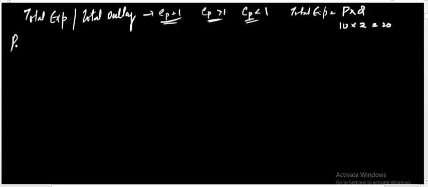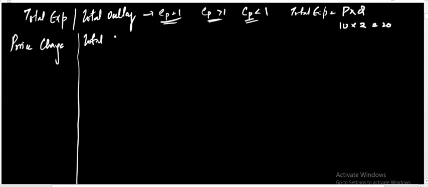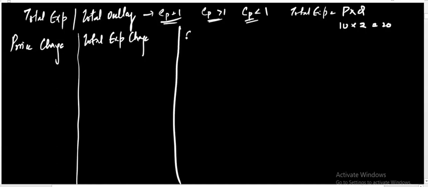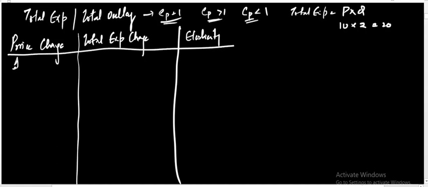Moving on, let us take some scenarios. Price change. Now the second one is total expenditure change, and the third one is elasticity. Now suppose with the increase in price the total expenditure remains constant, and with the decrease in price the total expenditure remains constant.